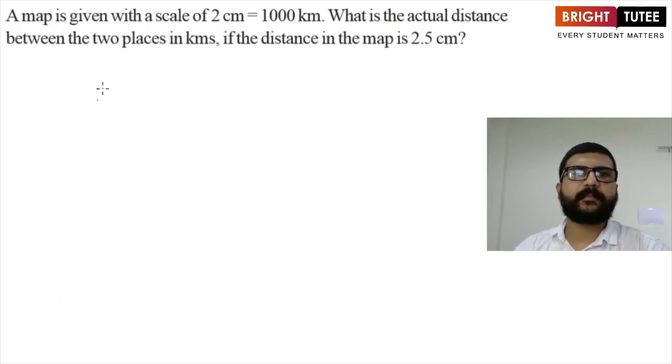This will give us a more clear idea of how to keep things in proportion and get the required solution from there. So the question here is, a map is given with a scale of 2 centimeters equal to 1000 kilometers. What is the actual distance between two places in kilometers if the distance in the map is 2.5 centimeters? Now how can we do this? So first let's do that.